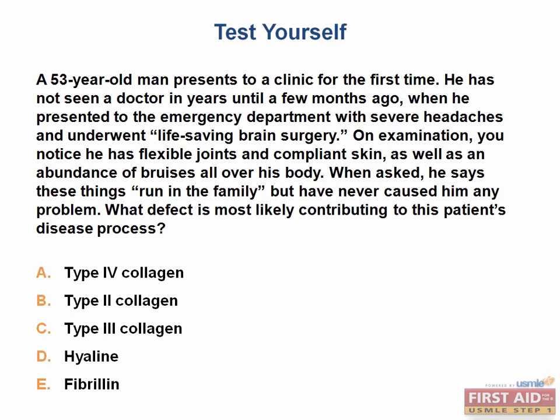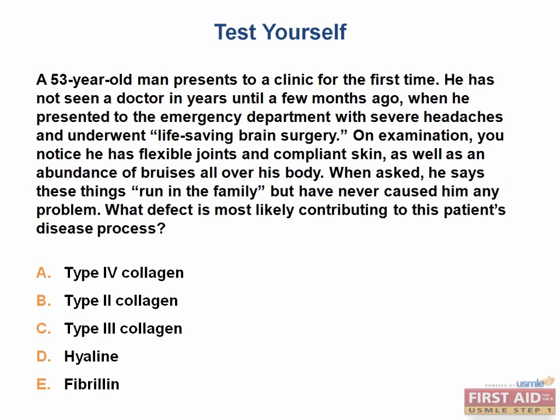So, a 53-year-old man presents to a clinic for the first time. He has not seen a doctor in years until a few months ago, when he presented to the emergency department with severe headaches and underwent life-saving brain surgery. On examination, you notice he has flexible joints and compliant skin, as well as an abundance of bruises all over his body. When asked, he says these things run in the family, but have never caused him any problem. What defect is most likely contributing to this patient's disease process? So again, you can go ahead and pause the video if you want to think about this.